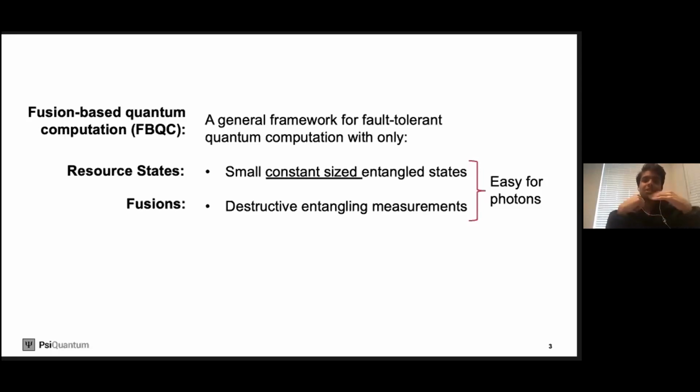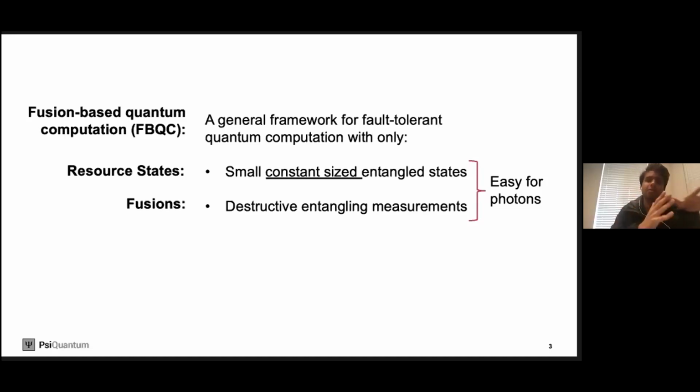And here by constant size resource states, I mean that the size of these resource states is independent of the size of the computation. And typically, these resource states are of order 10 qubits. And because we are using operations that are natural for the hardware that we are implementing them in, both these primitives have high fidelity in linear optics. That is, these operations intrinsically have a very low probability of error.